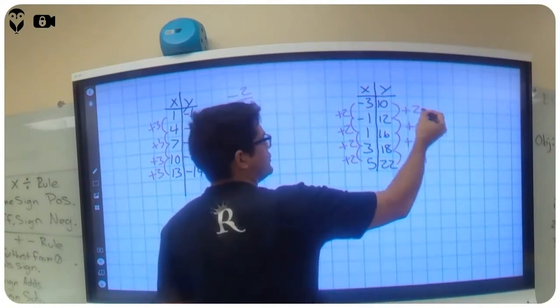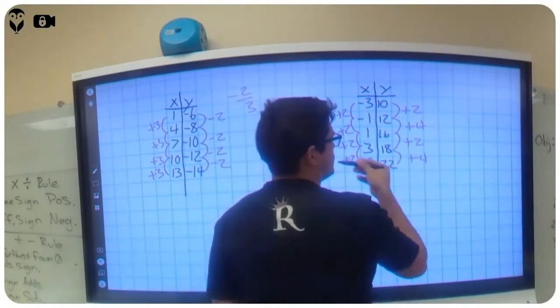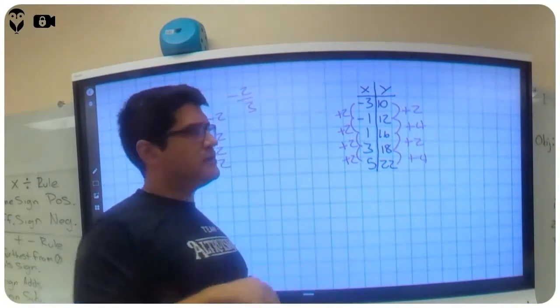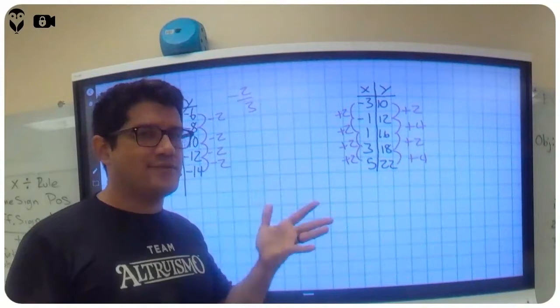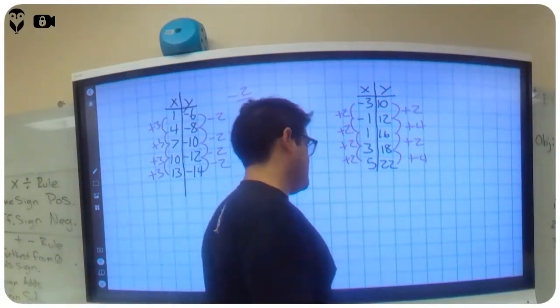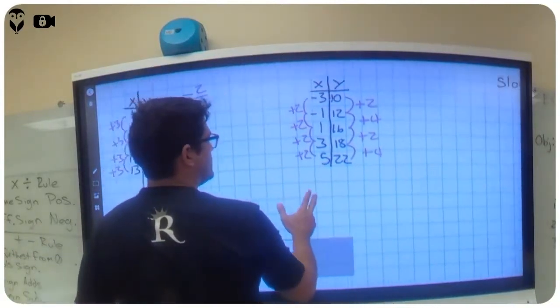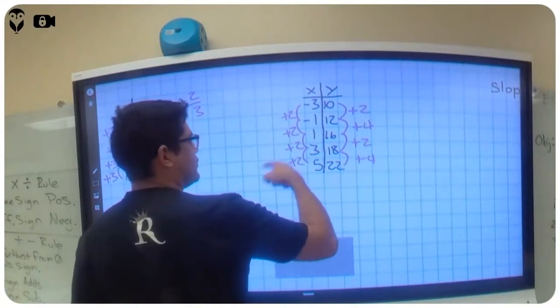So that's 2 over 2, 4 over 2, 2 over 2, 4 over 2. So the slope is changing. It's 1, and then it's 2, and then it's 1, and then it's 2. That's not a straight line. So this is nonlinear. Okay? So it has to make the same slope over and over again.